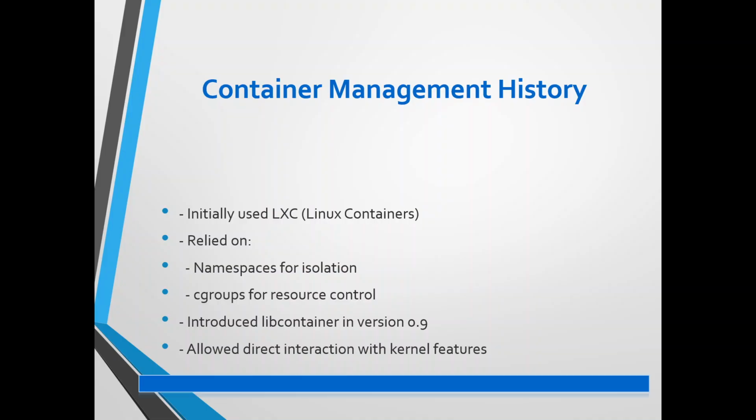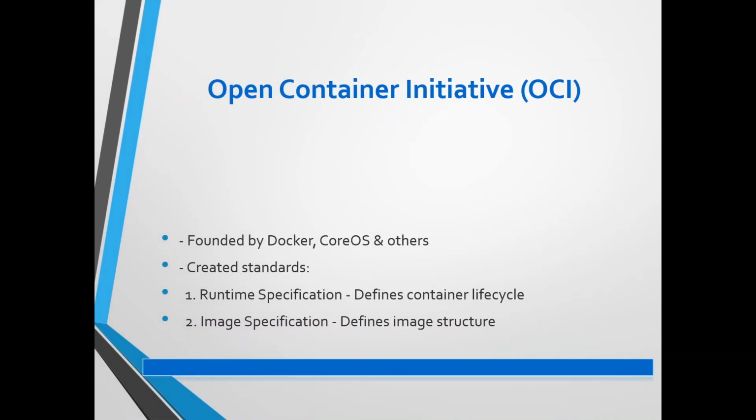And after that, from Docker version 0.9, Docker switched to its own execution environment called libcontainer. That is written in Go. So this allowed Docker to interact directly with kernel features. Next, OCI. It was founded by Docker, CoreOS and others, and developed with two important specifications. That is the runtime specification. It defines how containers should be created, started, stopped, and deleted. Next, the image specification. It defines the structure of the container image.